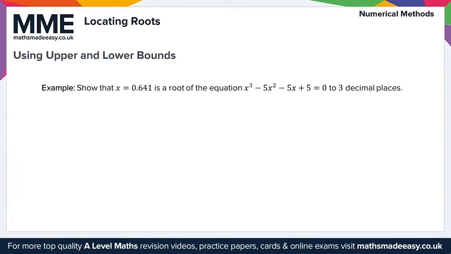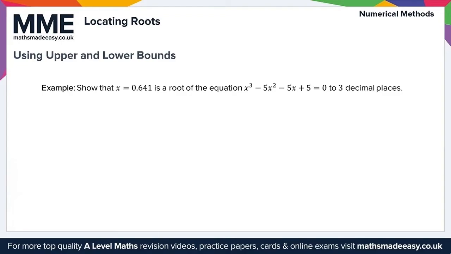And finally, moving on now to using upper and lower bounds. So sometimes you will be given an approximation to a root, and you'll be asked to show that this root is correct to a certain accuracy. Now to do this, what we need to show here is that the root lies in a certain interval, and choosing the correct interval is the key to doing this.